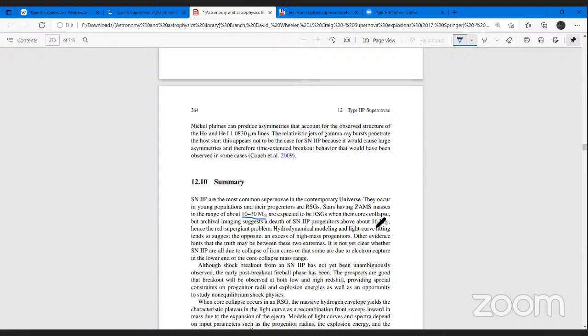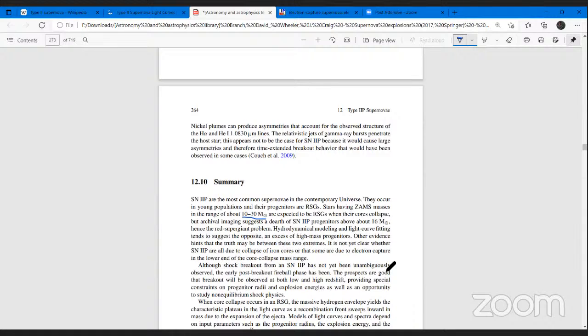Many data are available. Next, hydrodynamical modeling and light curve fitting tend to suggest the opposite, which is an excess of high mass progenitors. In experimental data, you can see that different techniques are yielding different sorts of results. Both are totally opposite. You can see an excess of high mass progenitors here, in the range of less than 16 solar masses. Other evidence hints that the truth may lie between these two extremes.